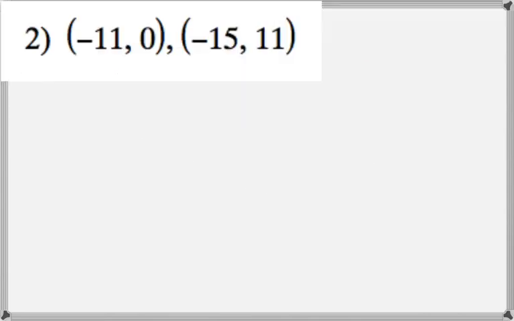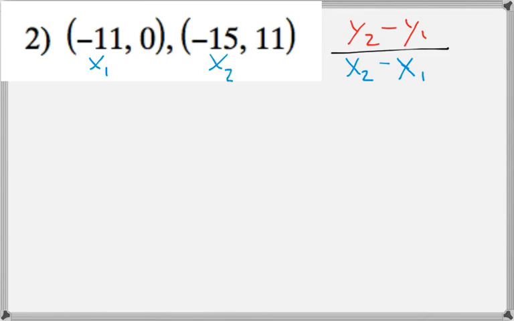Let's look at another example. Again, we will be using our formula y2 minus y1 over x2 minus x1. So we need to identify which point is going to be our first point, which point is going to be our second point. Again, it doesn't matter which one. I like to work in order, so I'm going to call this x1 and this guy over here x2. That makes this guy y1 and this guy over here y2.